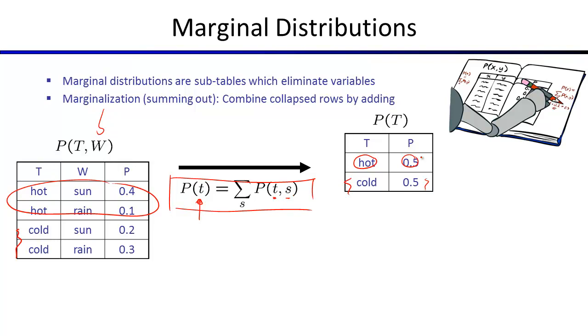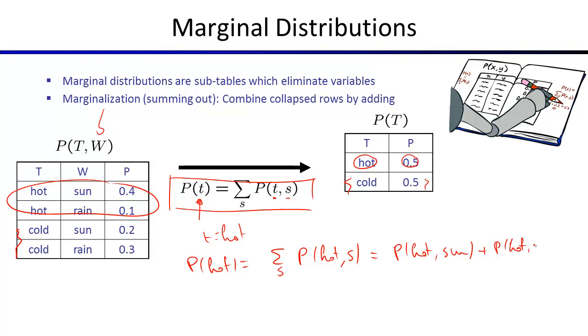For the first row, if we have t equals hot, what that corresponds to is saying P(hot) equals the sum over s of P(hot, s), which is in this case the probability of hot comma sun plus probability of hot comma rain. Okay, so it might have been a little clearer if this was a W and this was a W here, but at the end of the day, it's just a variable.